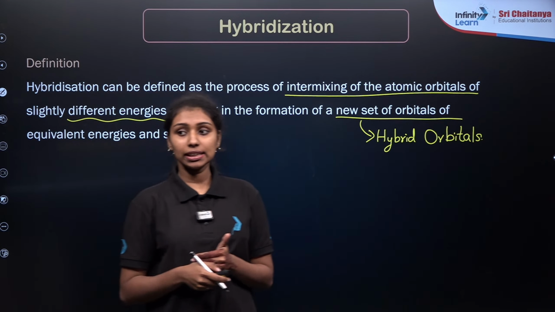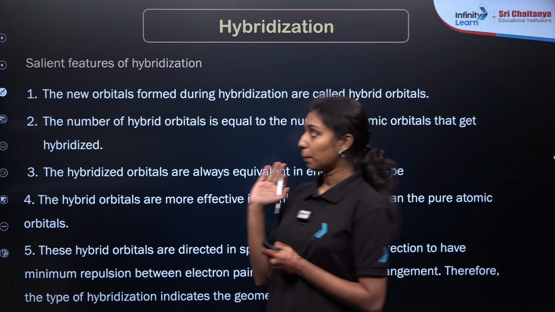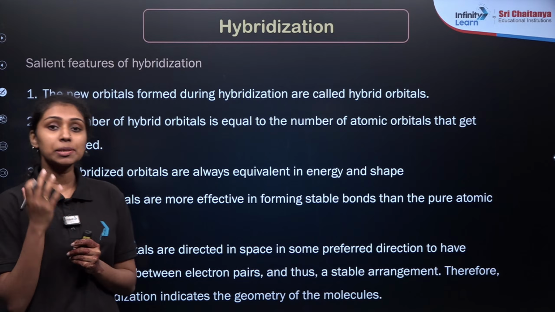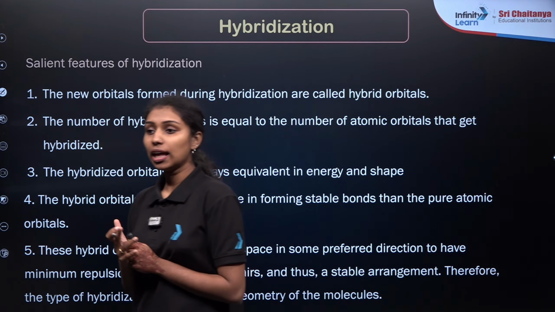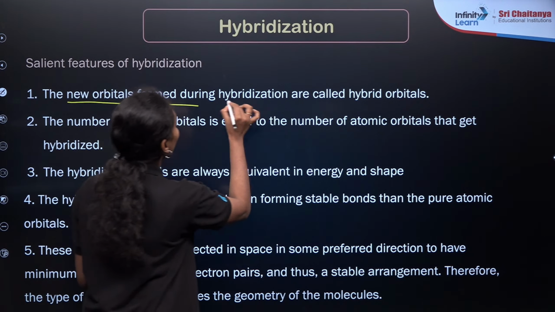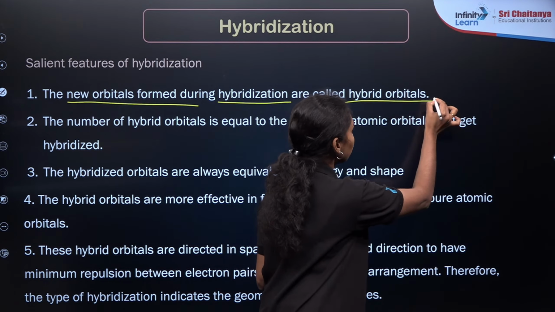In order to satisfy the condition for the hybridization, there are some other points we have to keep in mind, that is, the features of the hybridization. As we already know, as a part of hybridization, new types of orbitals are forming. They are known as the hybrid orbitals, right? So that is given here. The new orbitals formed during the hybridization are called hybrid orbitals. These are the features of hybridization, first one.